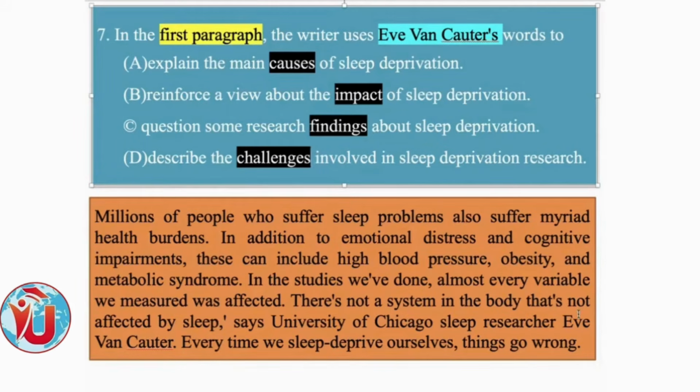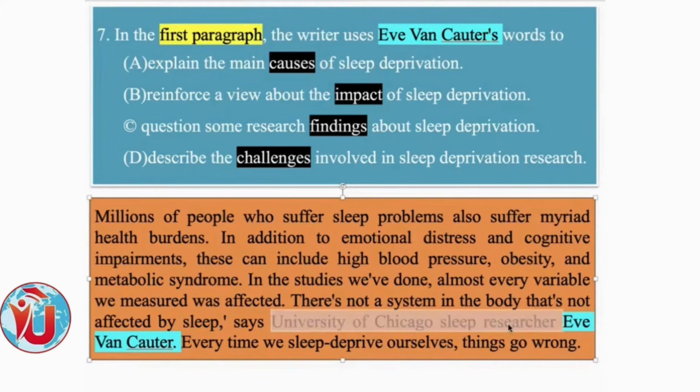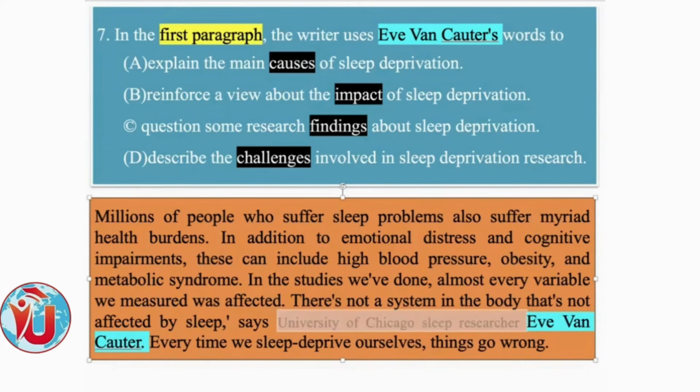Now there is a name here, right? If there is a name there, the answer should be there, right? And there is not a system in the body that's not affected by sleep, says University of Chicago sleep researcher. The rest is not required. So every time, there is not a system in the body that's not affected by sleep. Who said? Cauter. He said, meaning every system is affected.